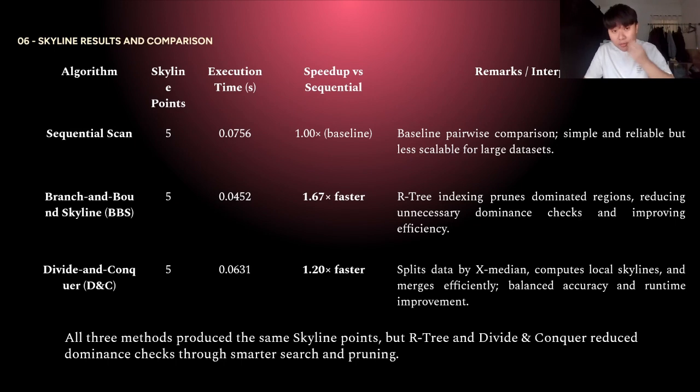All right, so these were the results. As you can see, the slowest was the sequential scan because it was just the simplest method out of the three, but it can be relatively slow on a large data set. Whereas the branch and bound skyline and the divide and conquer were faster. Specifically, BBS was 1.67 times faster than the sequential scan, and the divide and conquer was 1.20 times faster. So as you can see, BBS was the fastest.